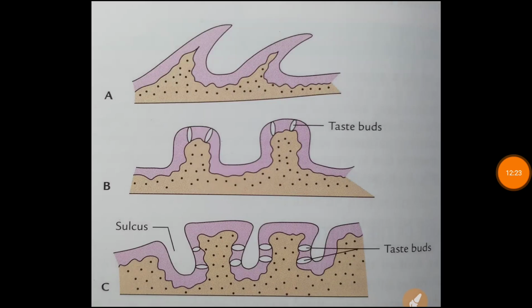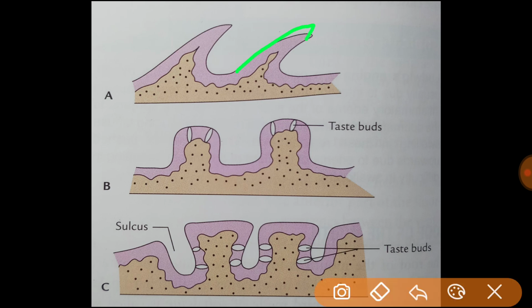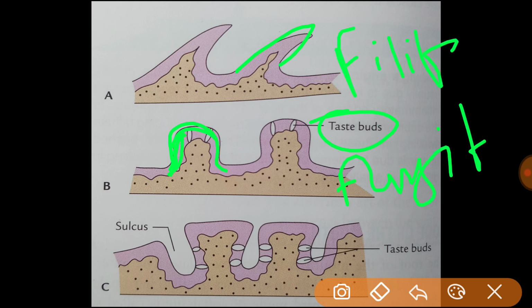You can also see the picture of the taste bud. The first is the conical projection, known as the filiform papillae, while the fungiform have a narrow base, a broad upper side, and few taste buds. Here is the filiform, most numerous, and here the circumvallate papillae, where more taste buds are present, and between them the sulcus is present.